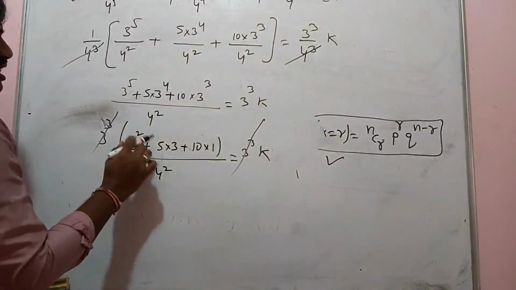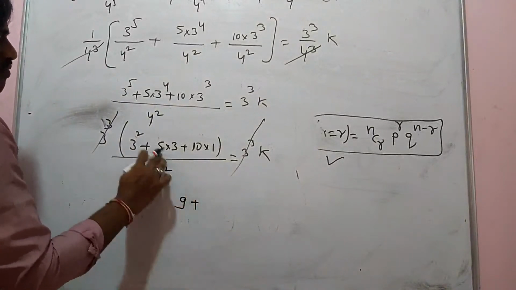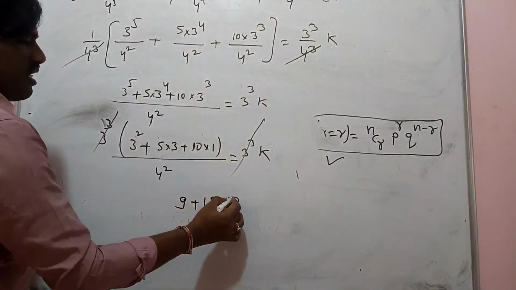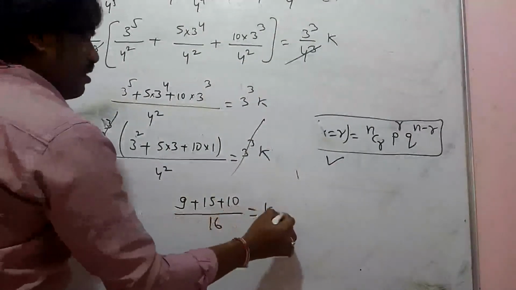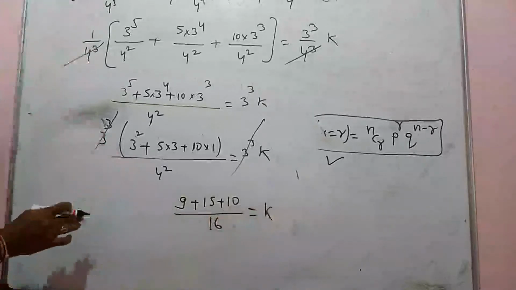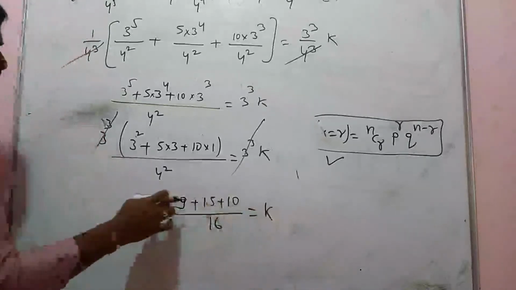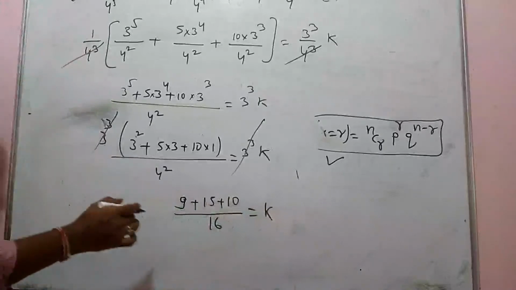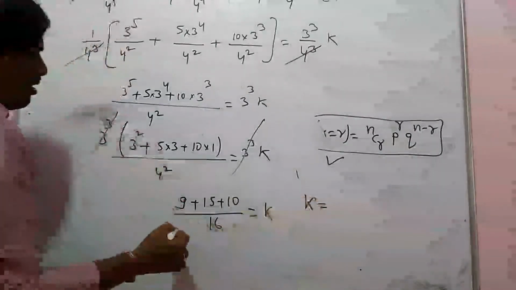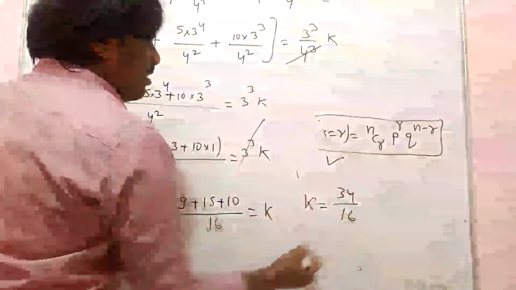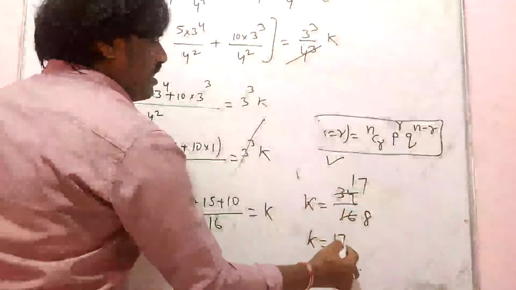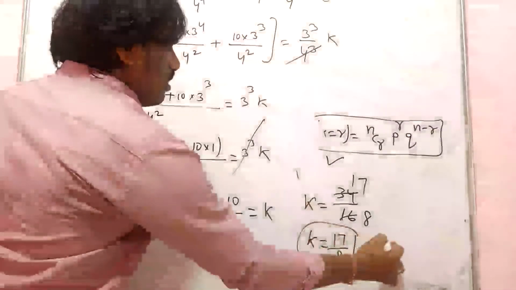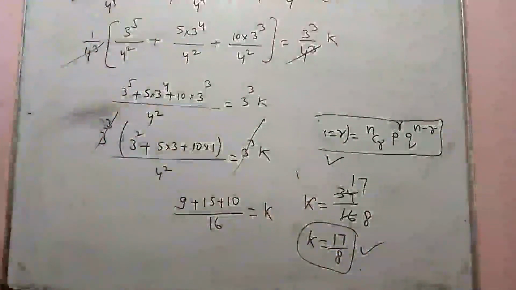So now what am I going to get here? 3 square value 9, 5 3s are 15, 10 1s are 10, upon 4 square value 16, is equal to k. So 25 plus 9, that is 34, correct? So k is equal to 34/16. Cancelling, 17 times 8 times. K value is 17/8, the right answer.